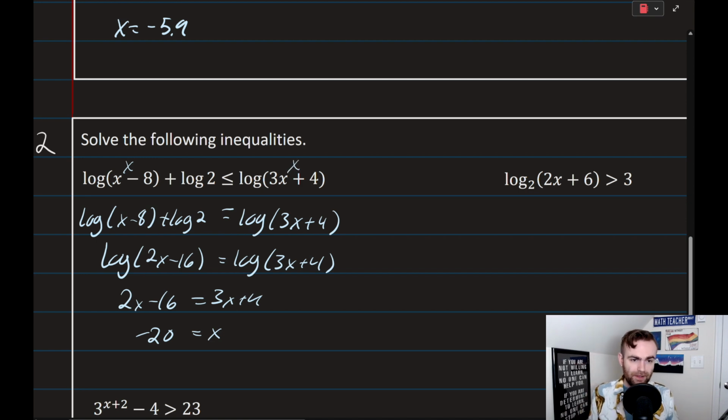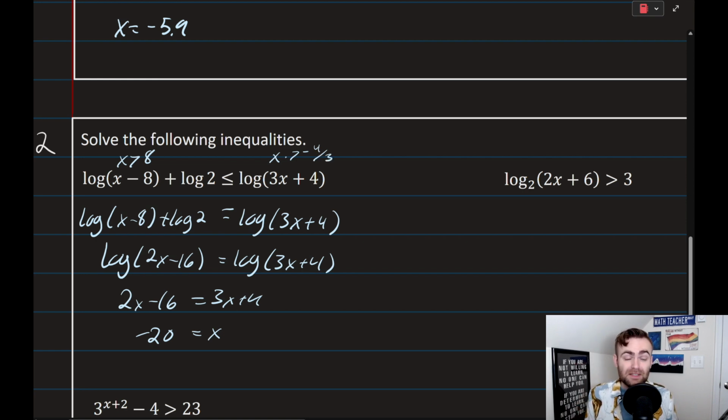So if you get a double failure, what that means is that one side is always larger than the other. So to figure out which one is which, you need to know what the threshold is. We need to look at these domains, and the one with the smaller domain wins. So the domain of this logarithm is x is greater than 8. The domain of this logarithm is x is greater than negative 4/3.